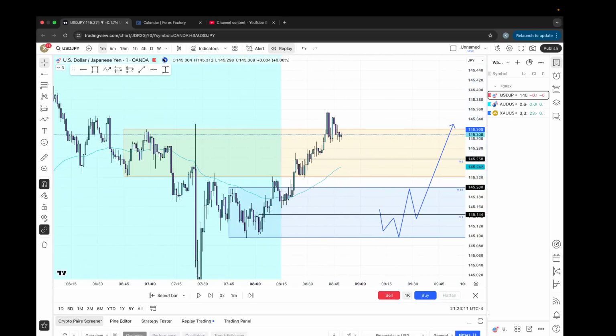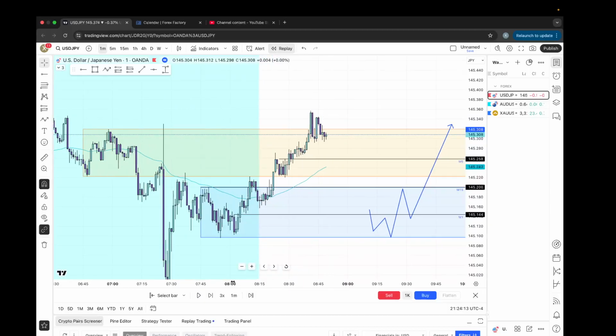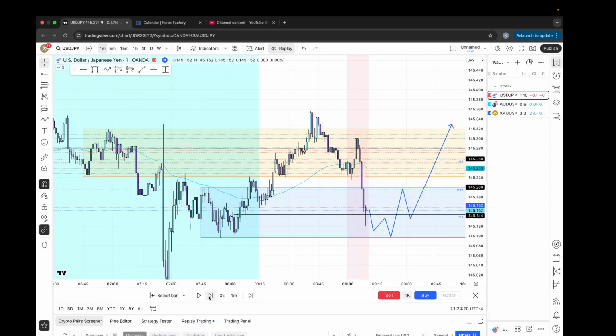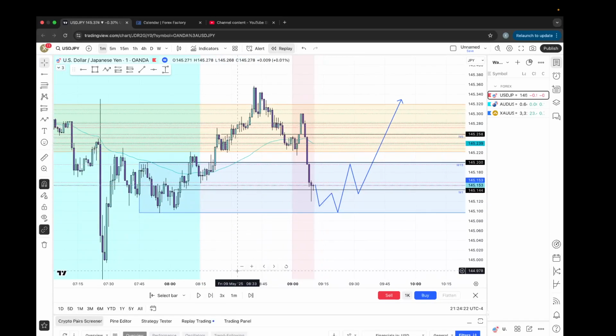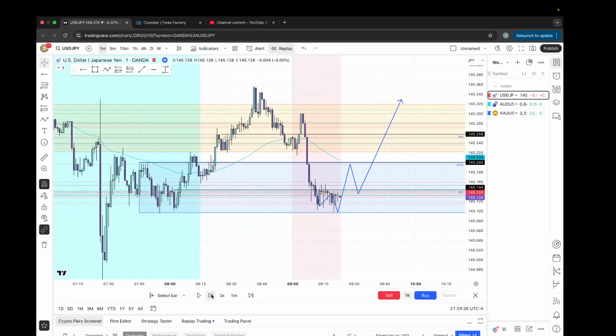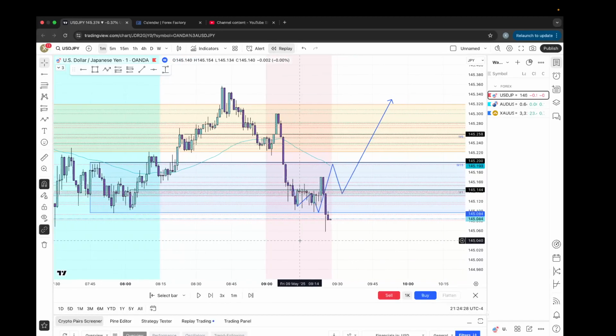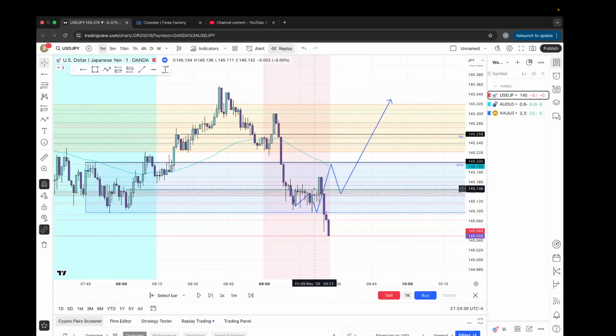So I decided to wait for an M1 confirmation for price to come and give me something like this, an inverted head and shoulders. Price did not give the M1 confirmation. So now I had to start thinking if there was going to be a change in bias. I did want something cleaner.